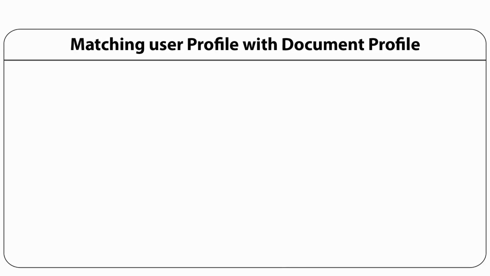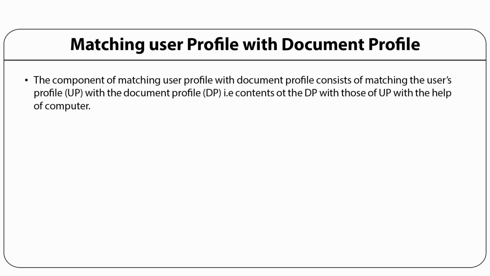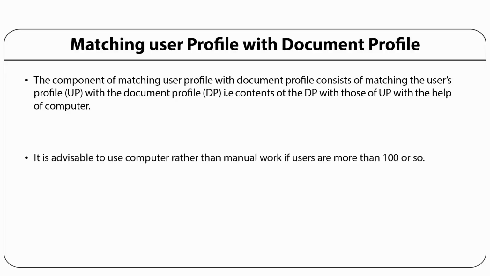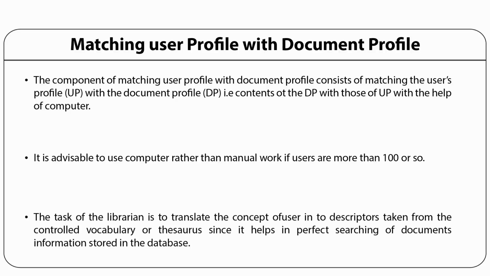Matching user profile with document profile. This component consists of matching the two profiles, that is, contents of the document profile with those of user profile with the help of computer. It's advisable to use computer rather than manual work if users are more than 100 or so. The task of the librarian is to translate the concept of user into descriptions or descriptors taken from controlled vocabulary or thesaurus, since it helps in perfect searching of documents information stored in the database.